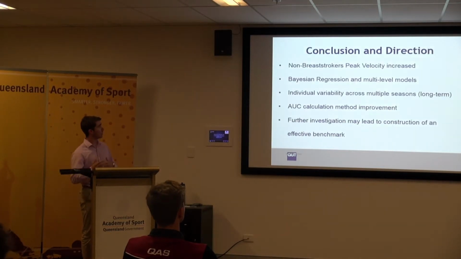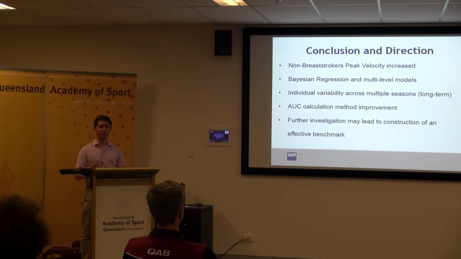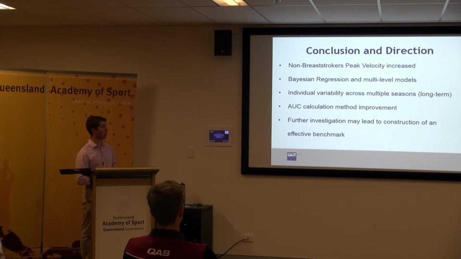So in conclusion, the main outcome that was found is that the non-breaststrokers' peak velocity increased, as mentioned before. And there's also lots of room for further methods and investigation. So Bayesian regression and multi-level models are certainly something that could be considered for this data set. I myself don't yet have those skills and only had a few days to work on this, but I'd really love to look further into those possibilities.